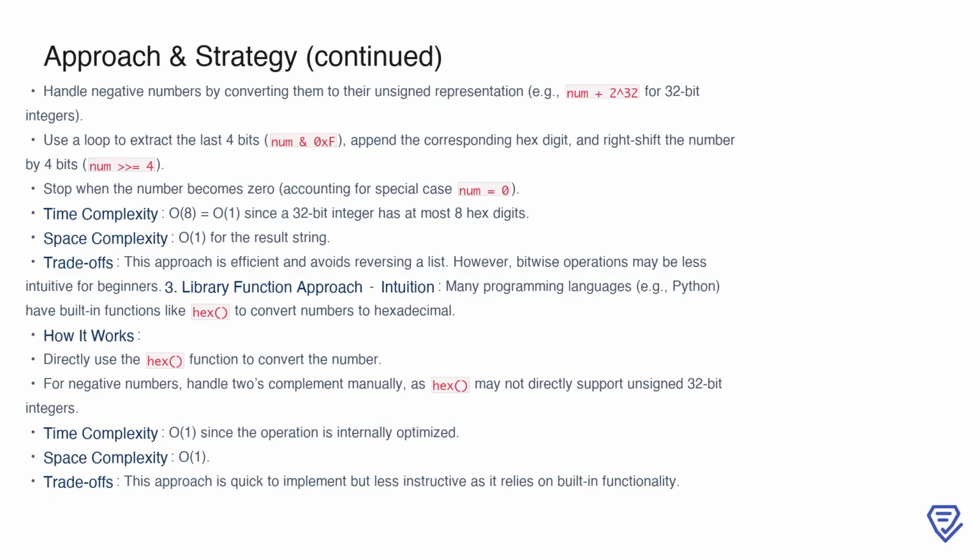Then, in a loop, we repeatedly isolate the last 4 bits using the bitwise AND operation with 0xf, map those 4 bits to the corresponding hexadecimal digit, and append it to our result.